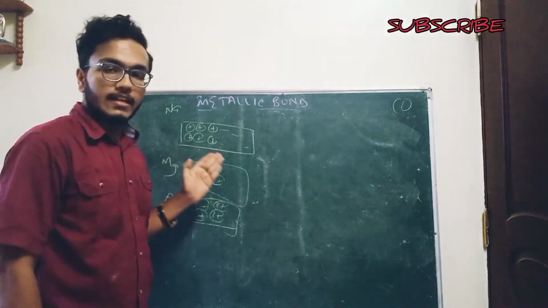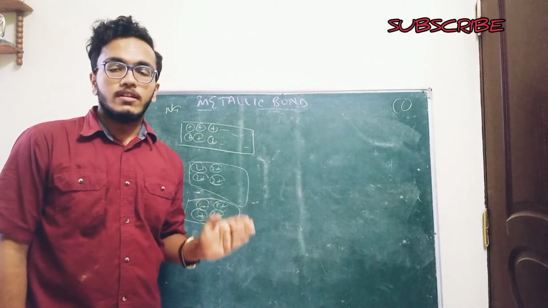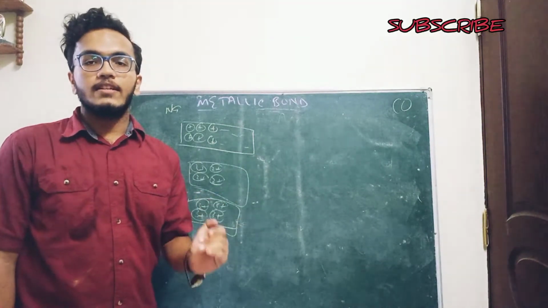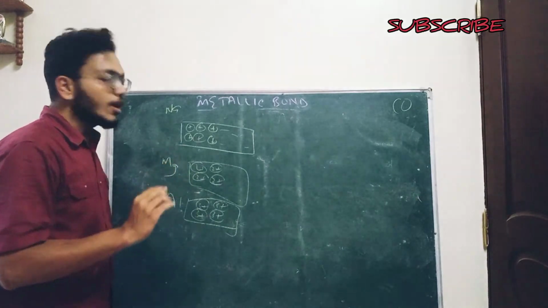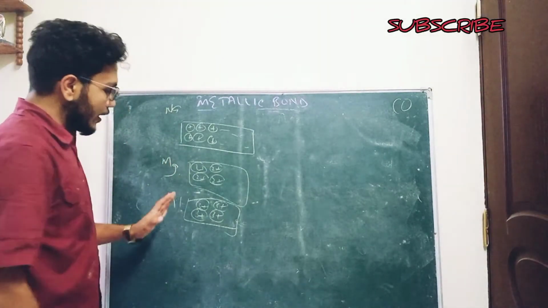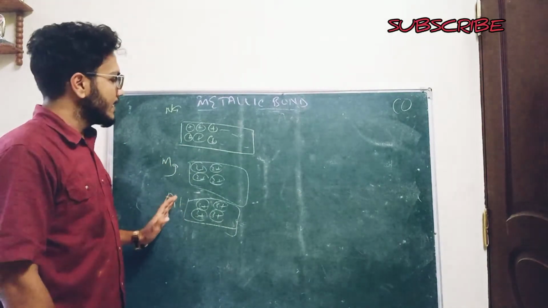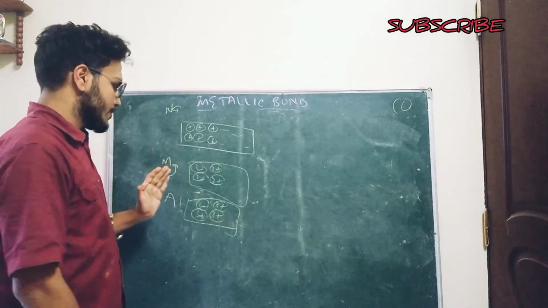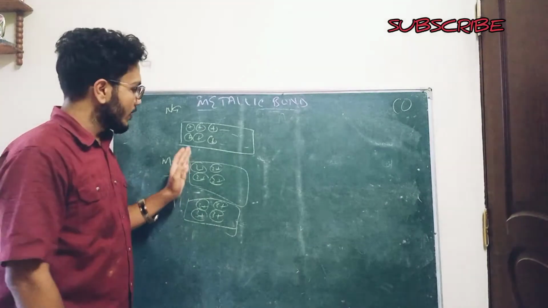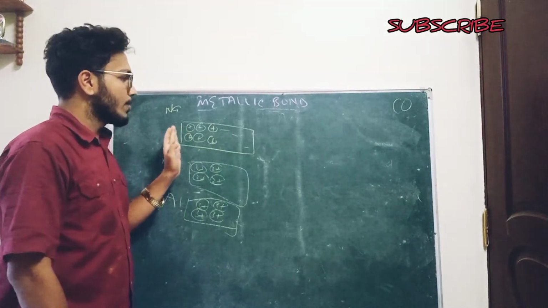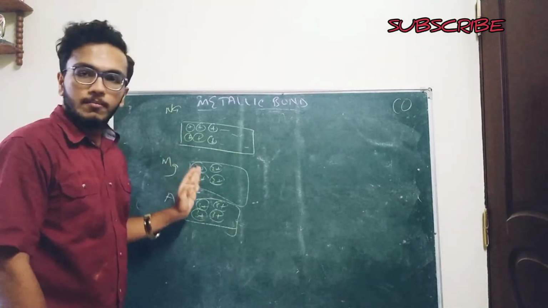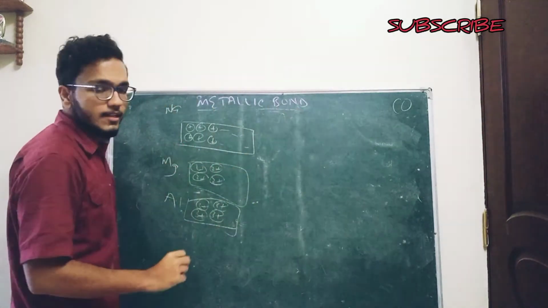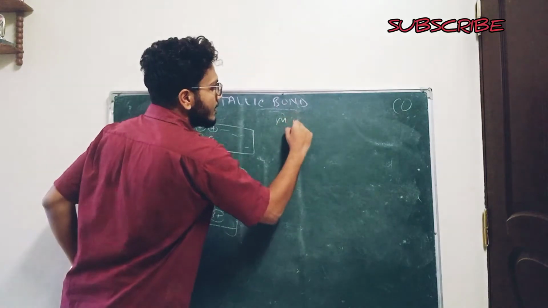So an increase in number of delocalized electrons leads to an increase in metallic bond strength, and it also increases the conductivity of electricity. What do I mean by this? I mean that aluminium has a stronger metallic bond than sodium. Why? Due to presence of more delocalized electrons. Magnesium has a stronger metallic bond than sodium. Why? Because it has more delocalized electrons. Now what does metallic bond determine? Metallic bond determines melting and boiling point.